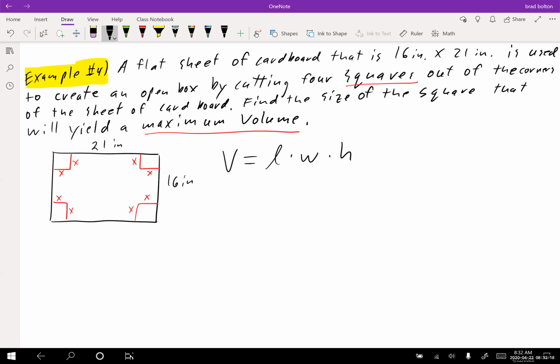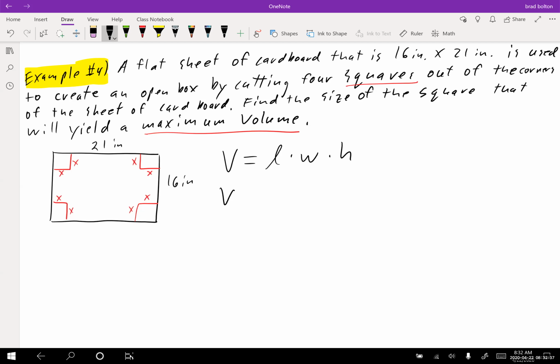And now we have to find a way to get rid of all of these variables, right? So we're trying to maximize volume. So the volume is going to stay because we're going to be left with V prime or dV d something, right? I think in this case, it'll be dV dx because X is the variable we're working with.